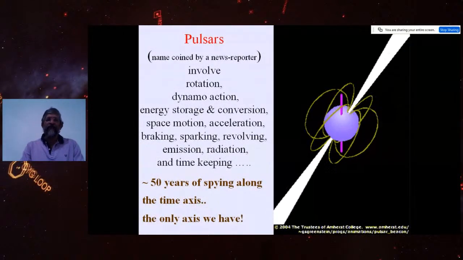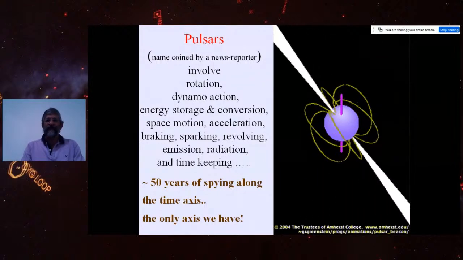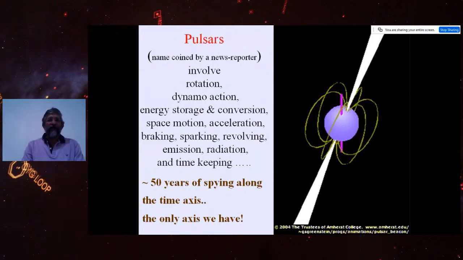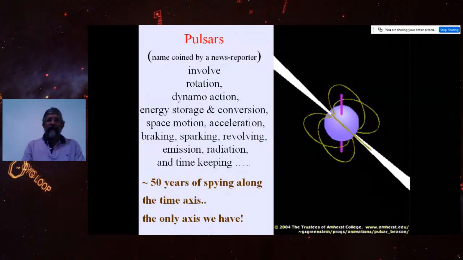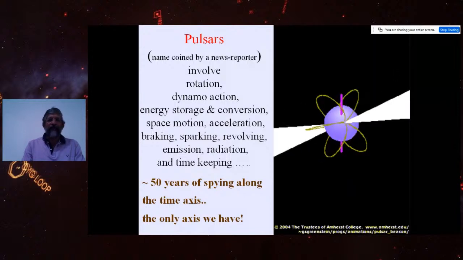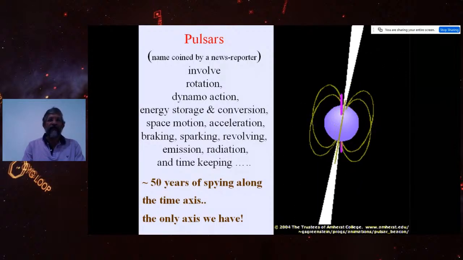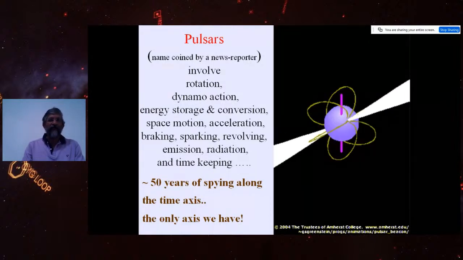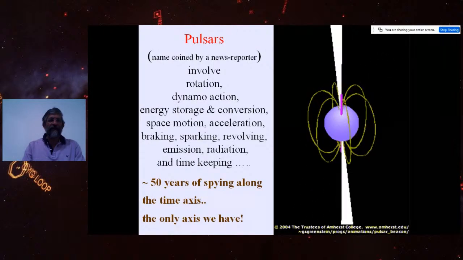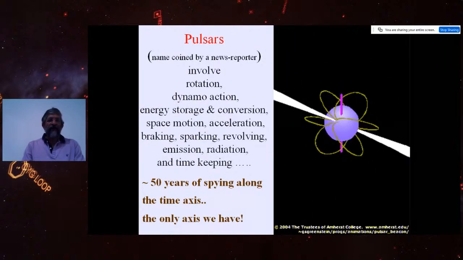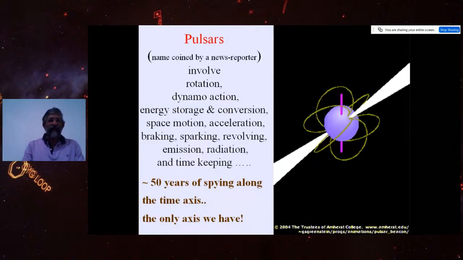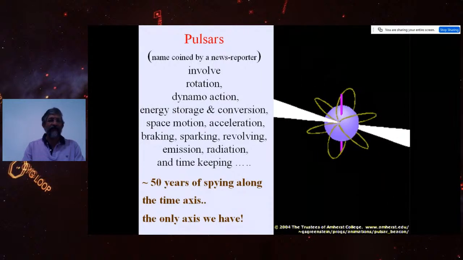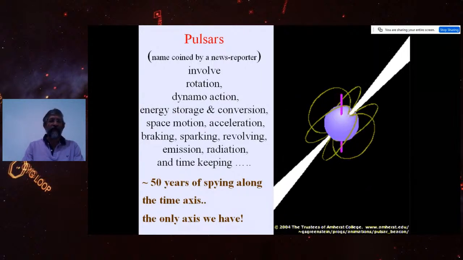This particular name was coined by a newspaper reporter when this object's discovery was going to be reported. This object involves lots of things that we encounter in various gadgets. It involves primarily rotation. It has a dynamo action. It has large energy storage. It can convert energy from one form to the other, and it has very high space motion. They move very fast in space.